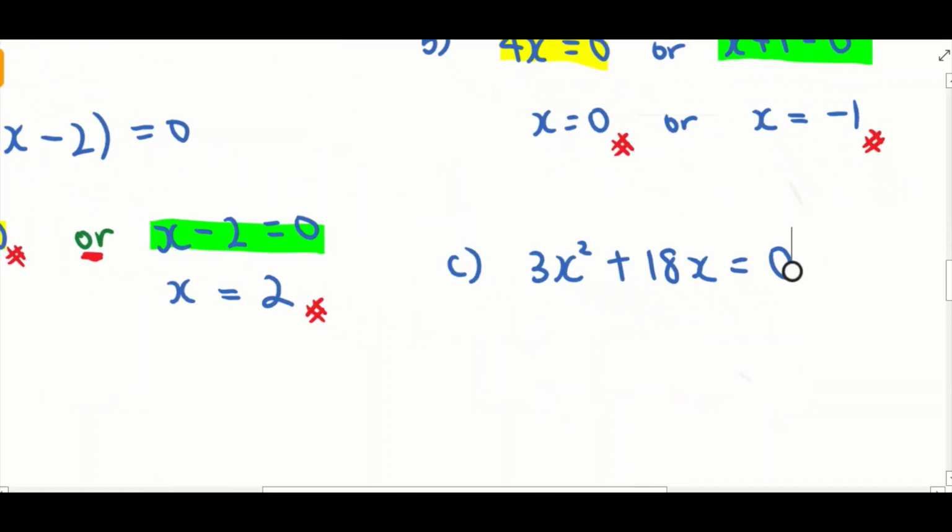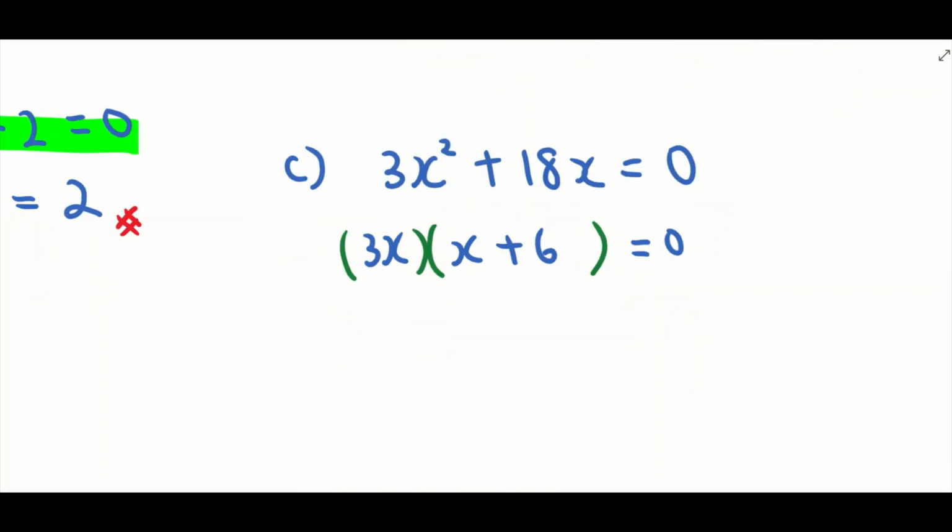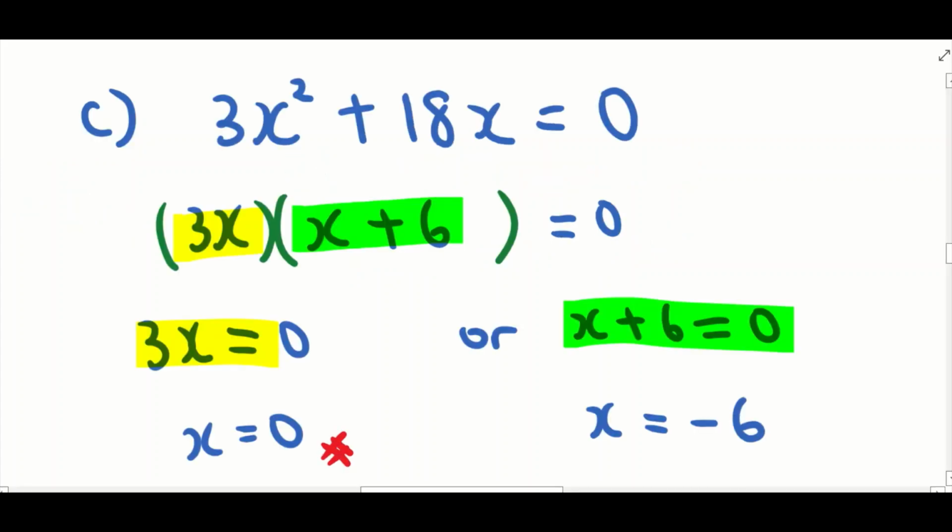So I see this one doesn't have brackets. Before I do my brackets, basically I am factorizing. You need to factorize it first. After I factorize, 3x times (x plus 6), what can you tell me by zero product rule? I have two answers, x equals to 0 or x equals to negative 6.